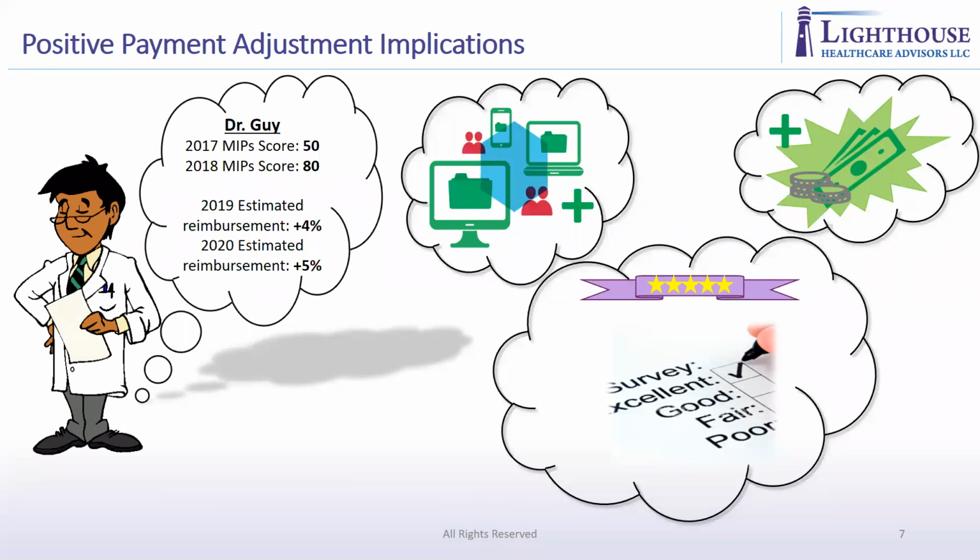So he received passing scores in both years, and with the extra money he received from his reimbursements, he's able to invest it in expanding his technology, expanding his staff and resources. He also has experienced a boost in patient visits because his ranking on Physician Compare is very high compared to other local docs due to his increased MIPS scores. So this is an example of positive payment adjustment implications.